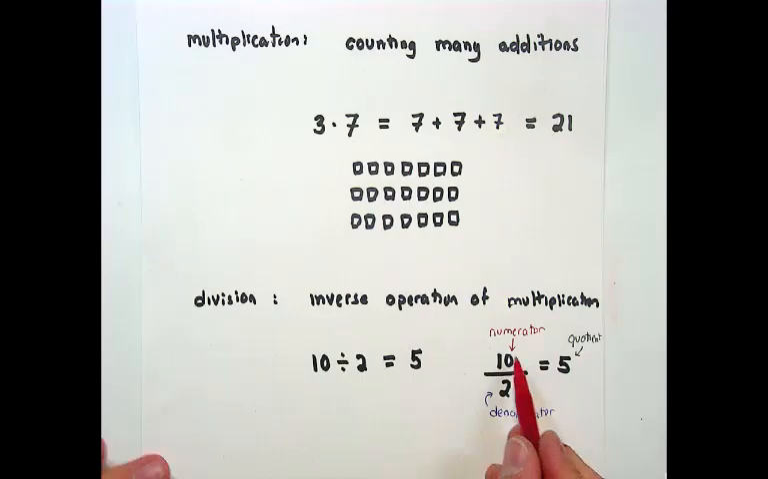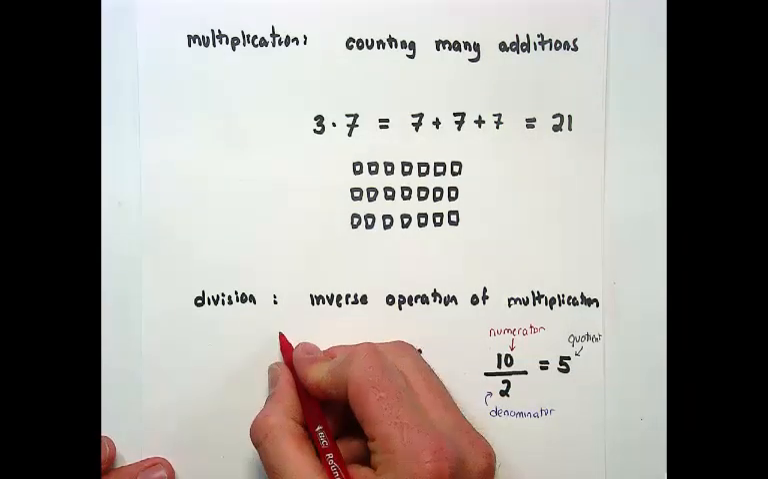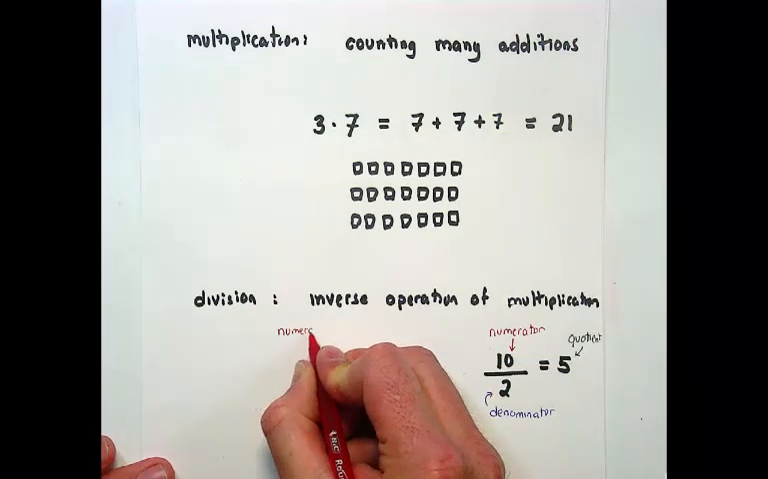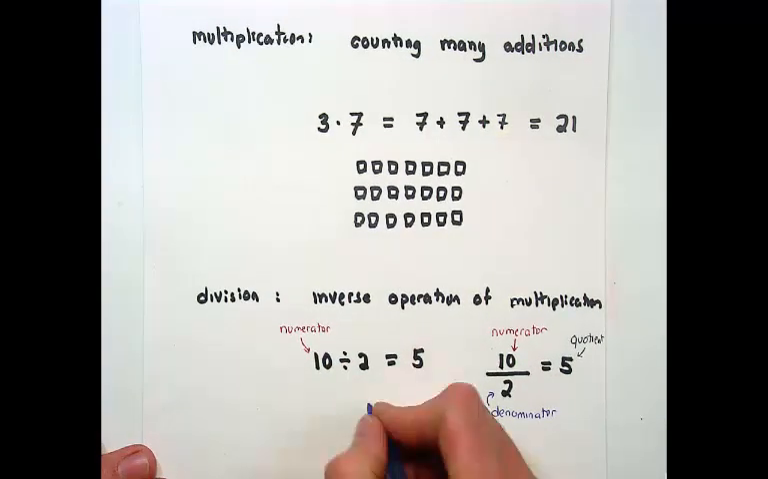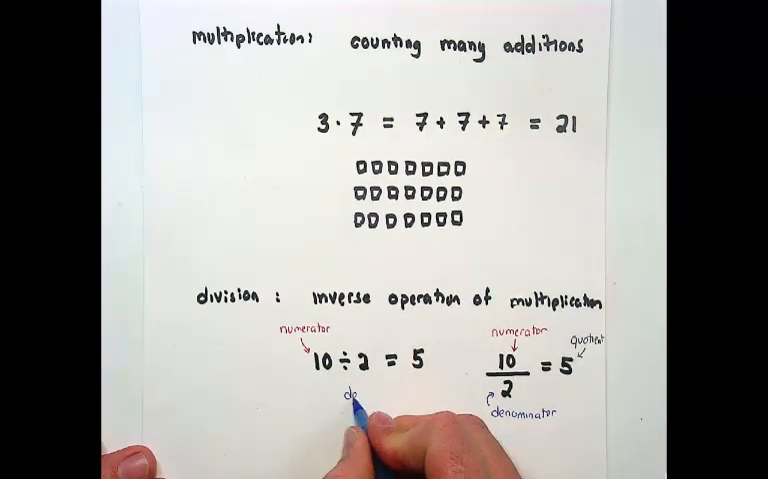If we take this concept and map it over to this sign, we would say the one on top, in this case 10, we're going to call the numerator. The one on the bottom, we're going to call the denominator.